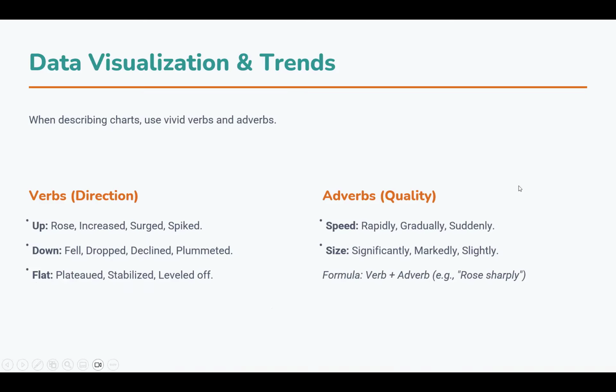So when it comes to data visualization and trends, when you're describing particular charts, use vivid verbs and adverbs. What are they? If you indicate directions, up, down, flat, they can be indicated through verbs. The data rose, or rather the trend rose, has increased, surged, spiked. They indicate the upward trends, and for downward trends: fell, dropped, declined, plummeted, and for flat trend: stabilized, leveled off, and so on.